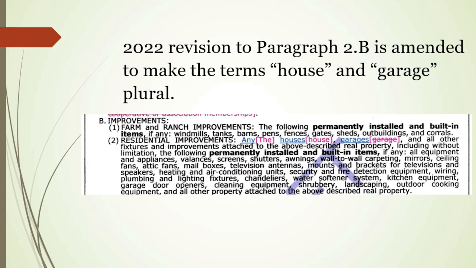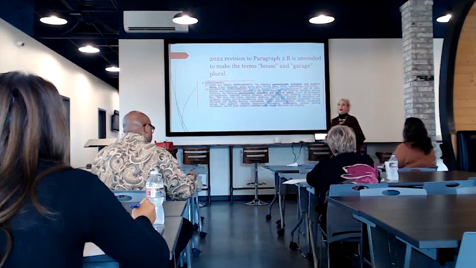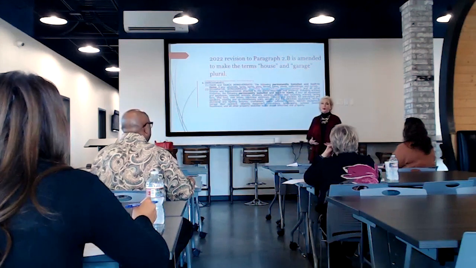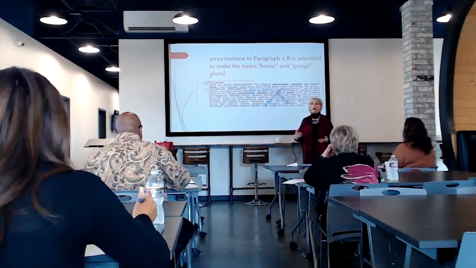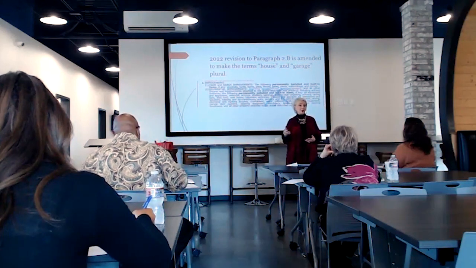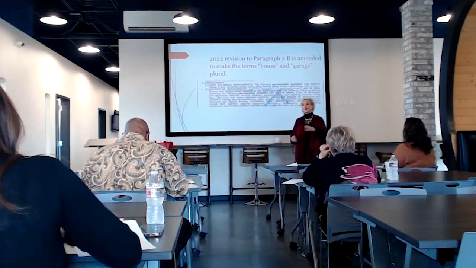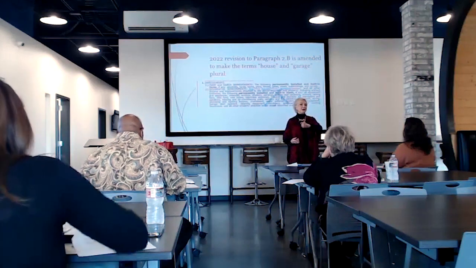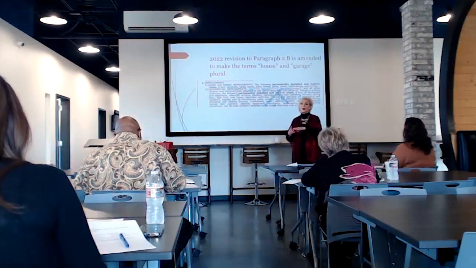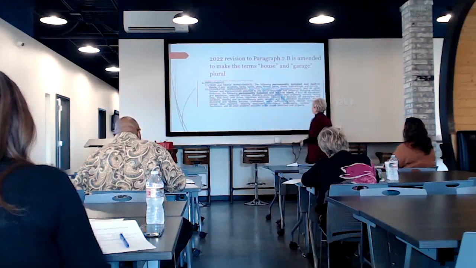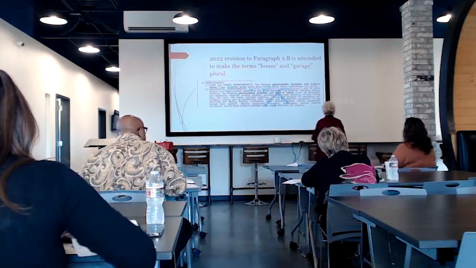So instead of house and garage, because sometimes in a farm and ranch, you do have more. You do have more garages because they may have equipment they have to keep in their garages. They have more houses. They may have several houses on the property that maybe they have tenants in that work on the farm and ranch, all right? That's why they changed that.